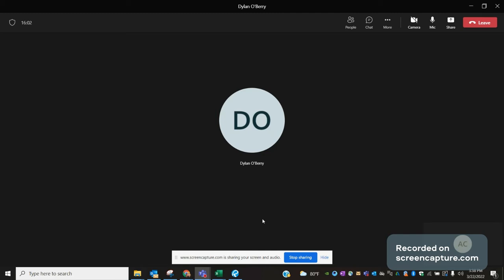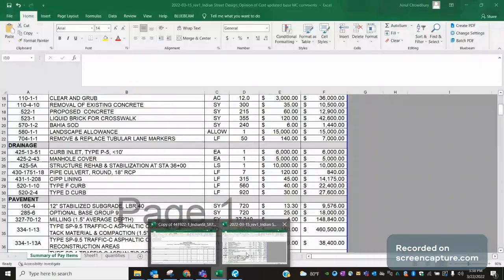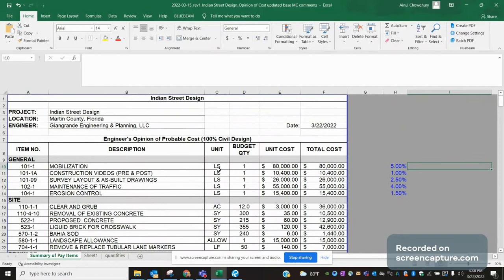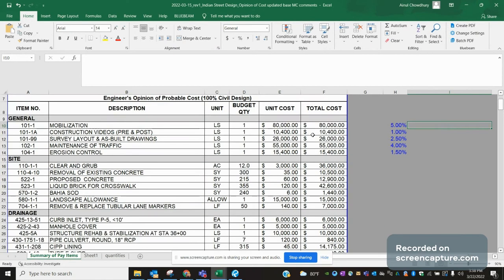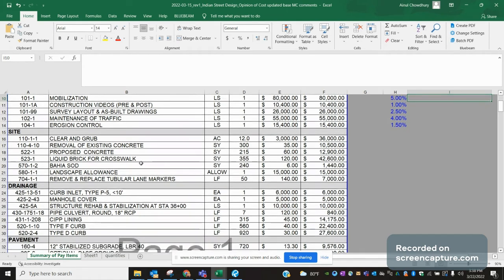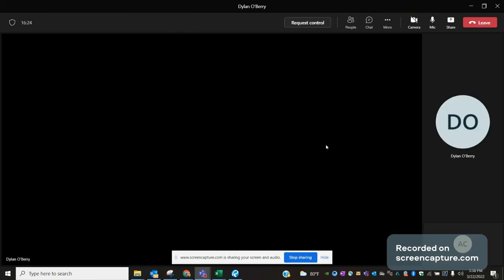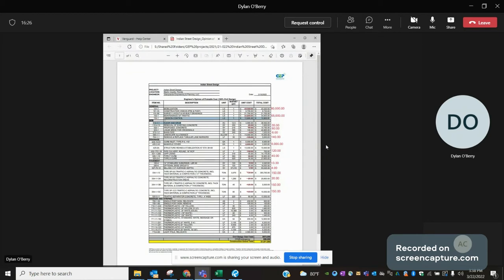Let me pull up the estimate again if I can find it. Okay. Removal, proposed, clearing and grubbing. Okay. So let me share again, just so we're on. Can you see the share? Yeah, I can see now.